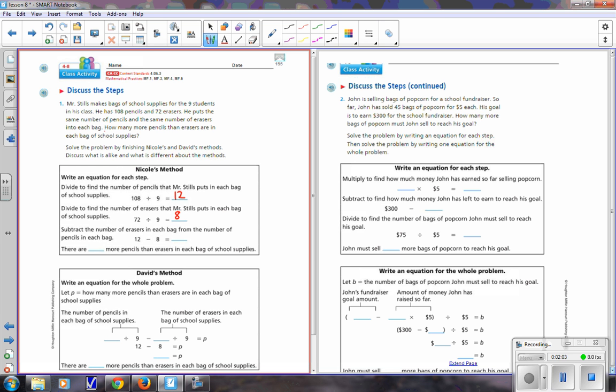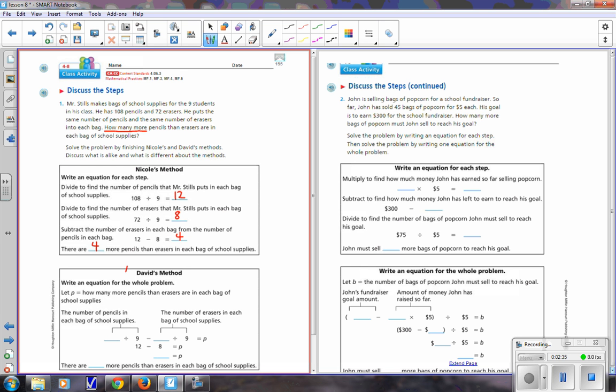Then she did a subtraction problem to find the difference. How many more? She subtracted 12 and 8, and she got 4. So there are 4 more pencils than erasers in each bag. This is the method that most of you are going to understand the most. It's just break down what it's asking, break it down one equation at a time.